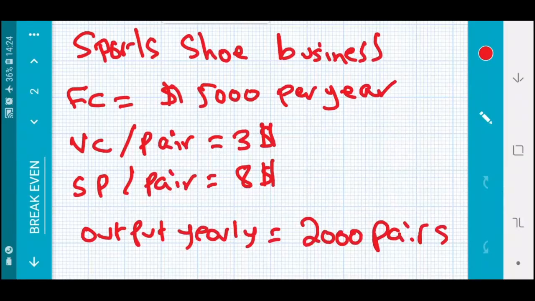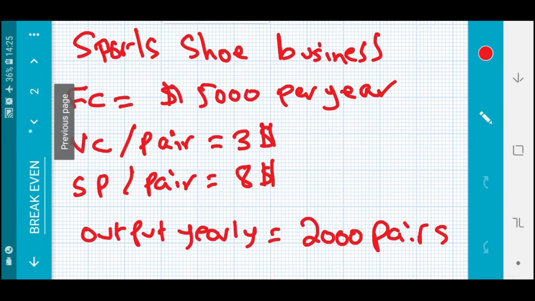Okay, I'll explain a break-even chart using an example. This example is found on page 228 in your book. It's a sports shoe business. It has a fixed cost per year of $5,000. Variable cost per unit is $3. The selling price per unit is $8, and they have a production of 2,000 pairs per year. And as I told you before, break-even assumes that all the goods produced are sold, and of course this was one of the disadvantages.